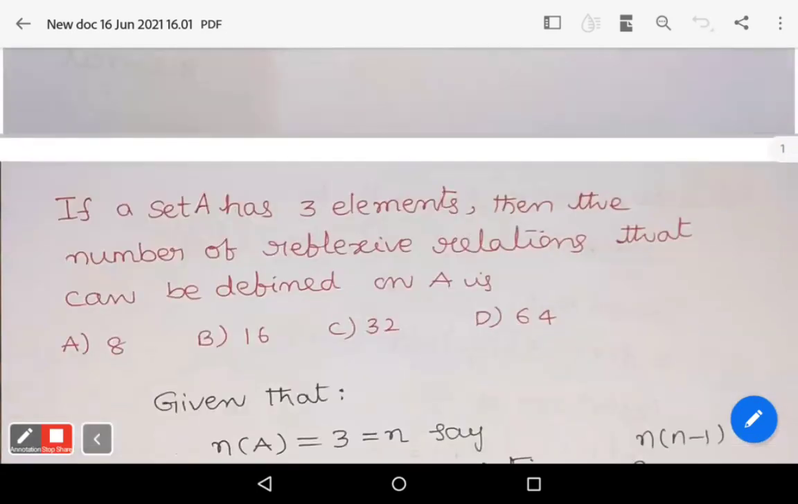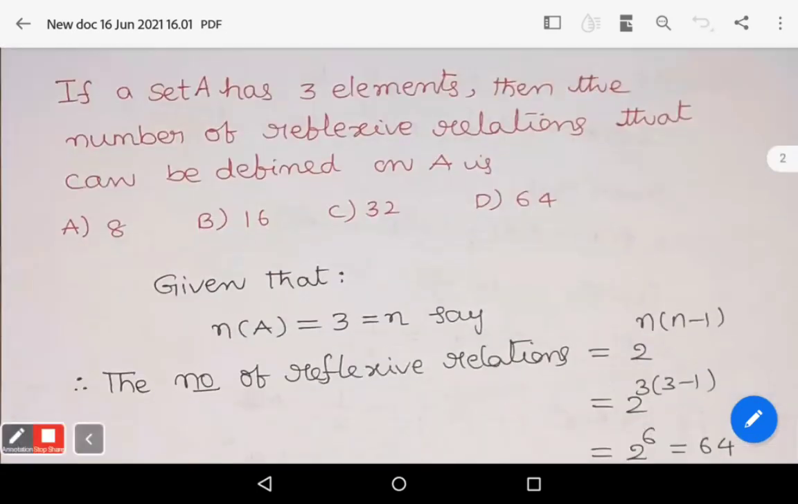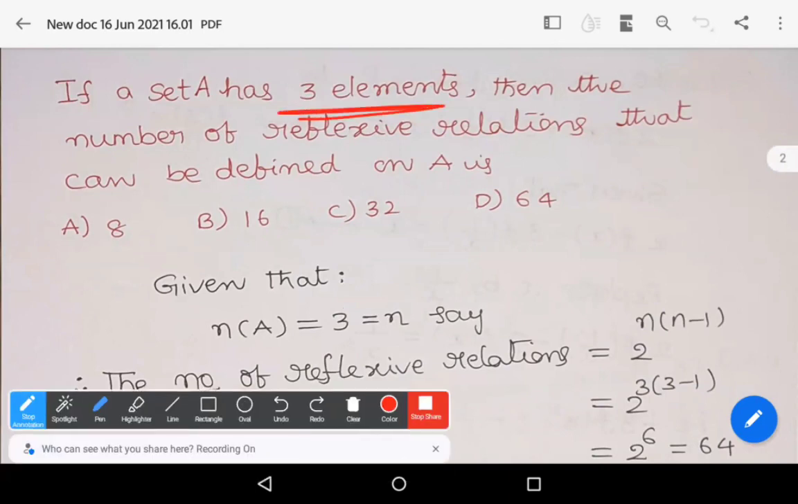That's it. Next problem. A set A has 3 elements. Then the number of reflexive relations.